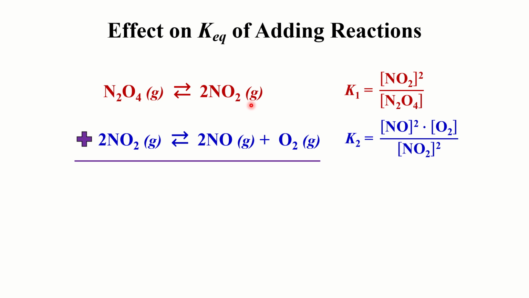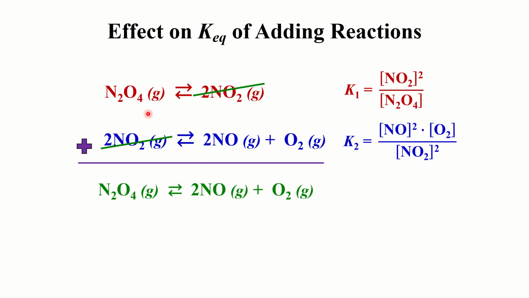All right, and finally, let's look at the effect on KEQ of adding reactions. Suppose I had two reactions here. N2O4 forms 2NO2, and here's the K expression. I'll call this K1. Then I'll say 2NO2 forms 2NO plus O2. My second K expression is NO squared times O2 divided by NO2 squared. If I were to add these reactions together, I note that these two NO2s are kind of like an intermediate and they cancel each other out. So I'm left with N2O4 forms 2NO plus O2.